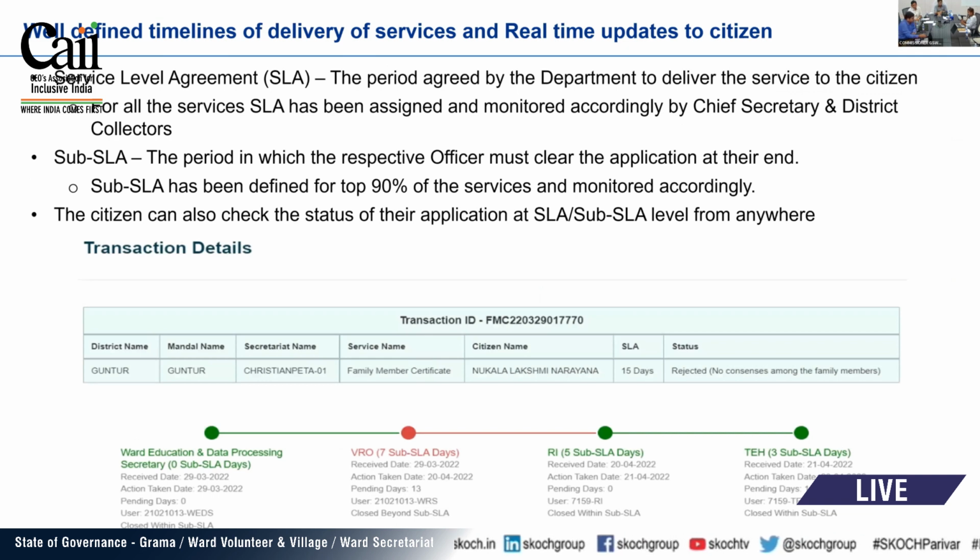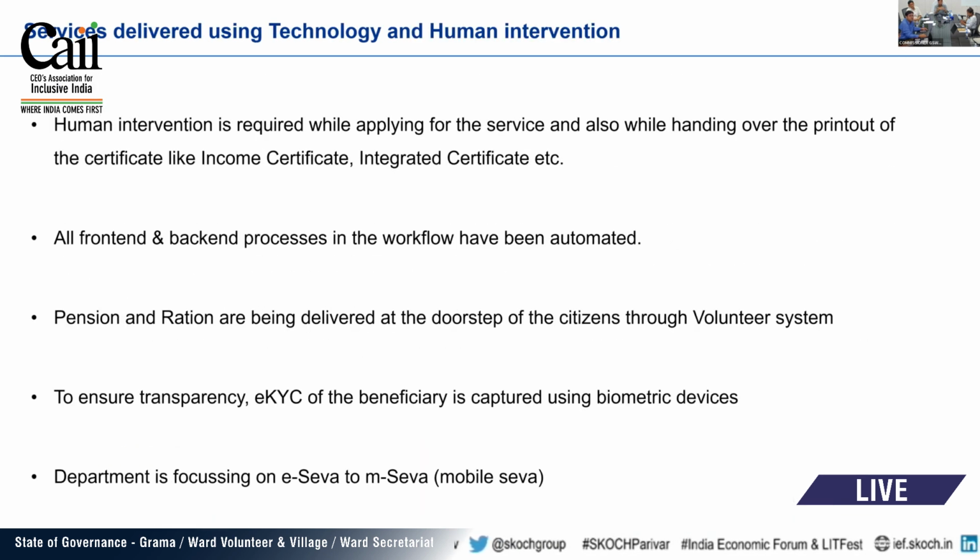Any person on the ground also has the facility to track his application number. He can actually see whether it is pending with the VRO, or with the RI, or with the Tehsildar. So he can track his own service request as well. This kind of system is found very rarely, because normally every department has its own portals. In most states you will see that, but here we have this one-stop solution. Next, you can show the previous ones.